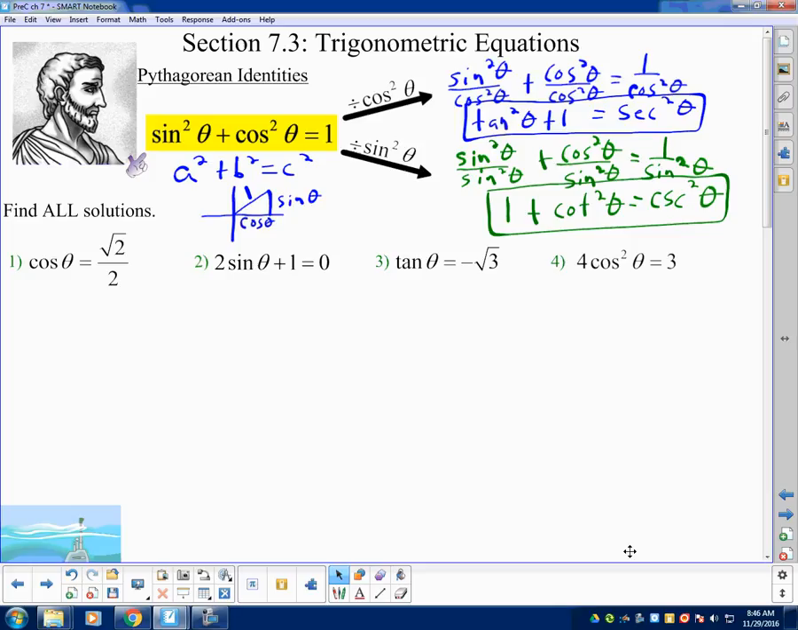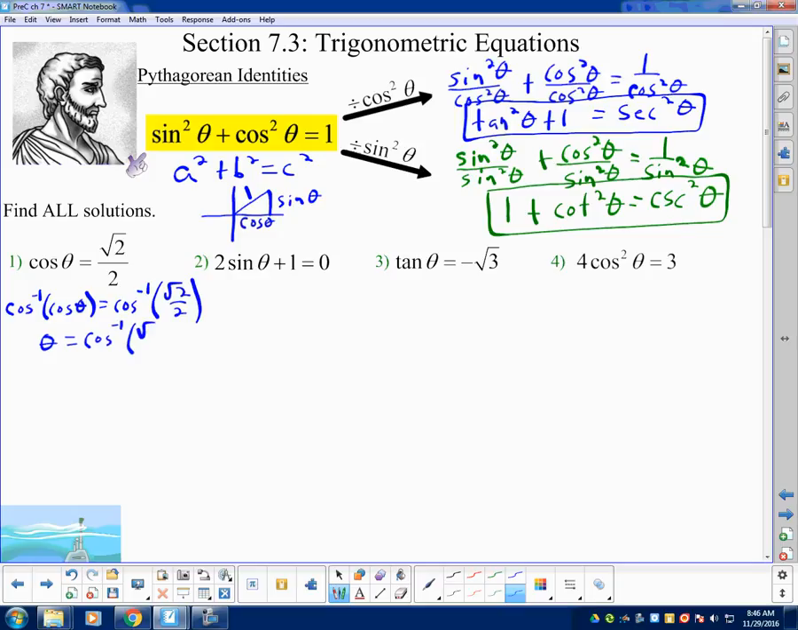Now, what we do to solve something like cosine of theta equals root 2 over 2 is we take what's called inverse cosine of each side. We take inverse cosine of each side of the equation, and inverse cosine of cosine theta is just theta. And so we end up with theta equals inverse cosine of root 2 over 2.